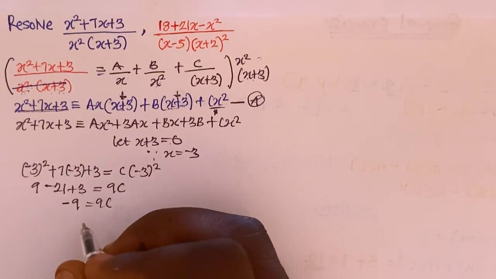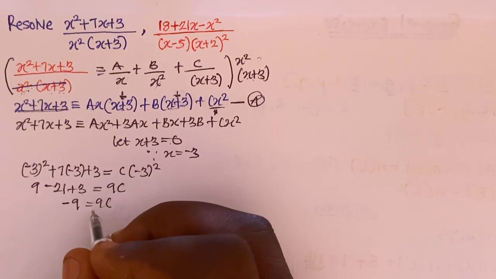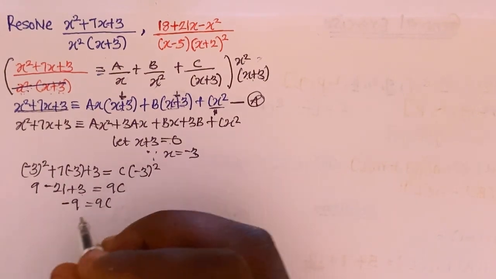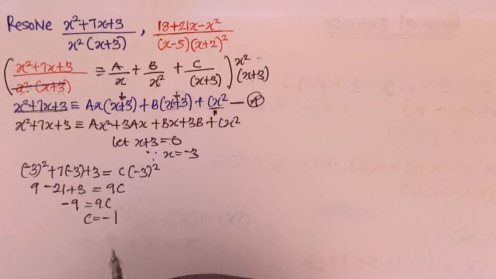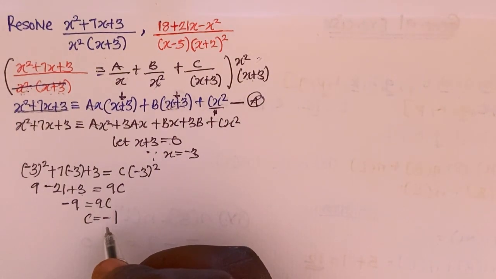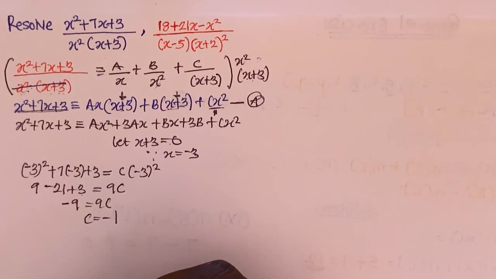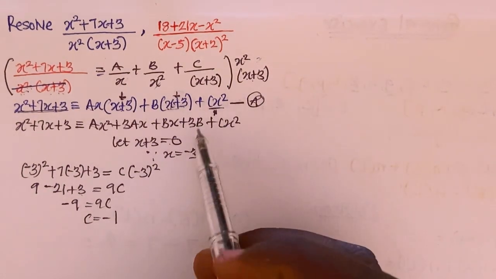So here I'm going to have my c to be equal to minus 1, right? So in this case, my c is actually equal to minus 1. Then the next thing I'm going to do is to check: do I have any other factor here? No, I don't have any other factor.